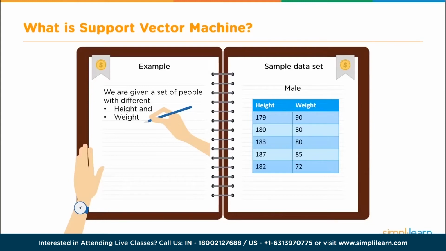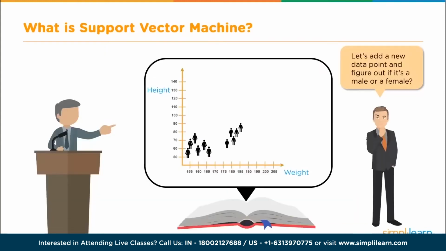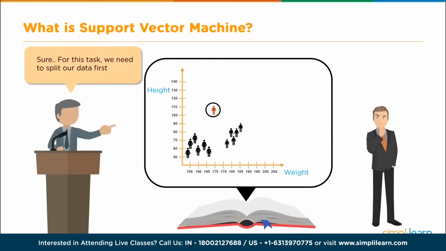Let's go ahead and put this on a graph so we have a nice visual. You can see here we have two groups based on height versus weight. On the left side, we're going to have the women. On the right side, we're going to have the men. Now, if we're going to create a classifier, let's add a new data point and figure out if it's male or female. Before we can do that, we need to split our data first.